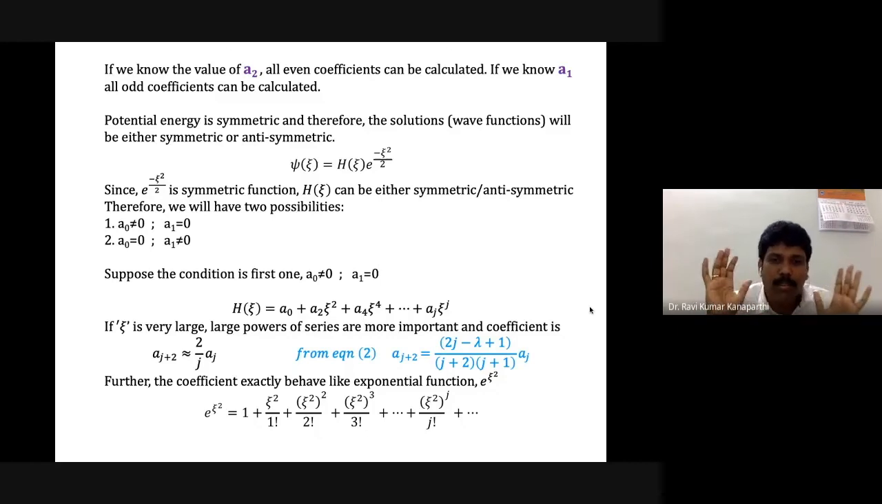I have given a clear-cut example that we can prove the recursion relation of a j plus 2. At a larger displacement, larger powers of z are important, and if you try to calculate the coefficient of such a larger displacement term, then a j plus 2 is equal to 2 by j times a j. And this recursion relation behaves exactly like another mathematical function, that is e to the power z square by 2.